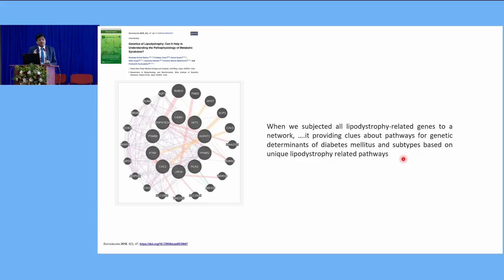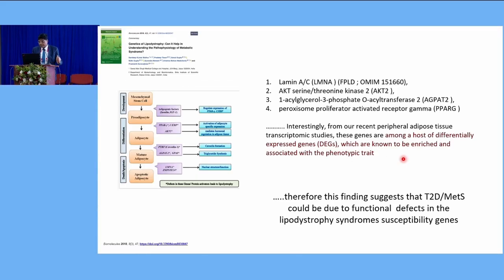Then we developed a network of lipodystrophy genes. When we subjected all lipodystrophy genes to a network, it provided clues about pathways and genetic determinants of diabetes mellitus and subtypes based on unique lipodystrophy-related pathways. I want to repeat what I am saying here. Their adipose tissue is there. There must be some patients where one lipodystrophy gene mutation or functional defect could have a major dominant effect in the pathophysiology of adipose tissue. This is the hypothesis we generated in this paper.